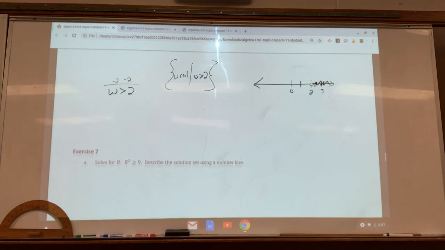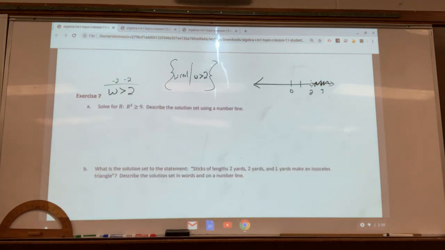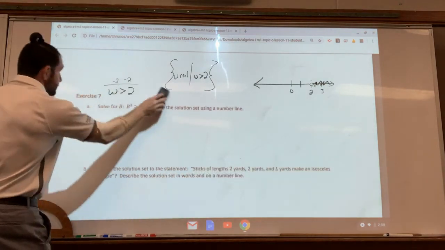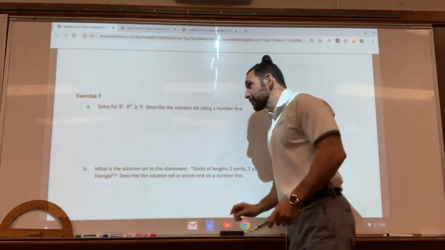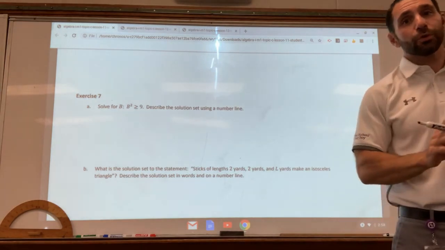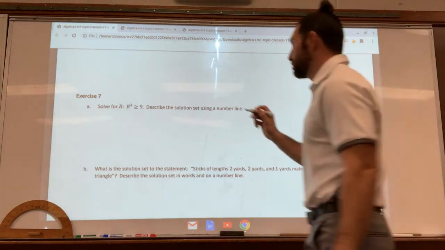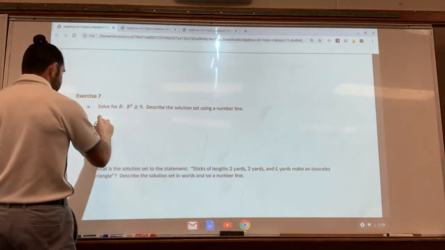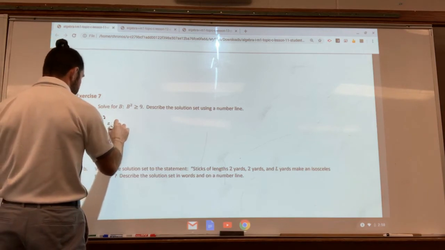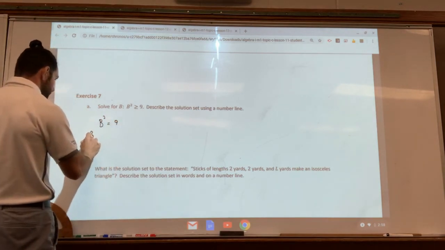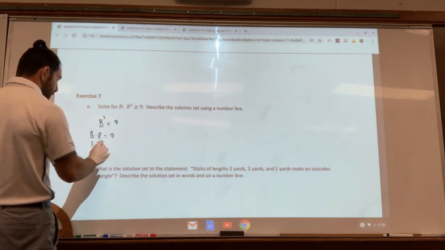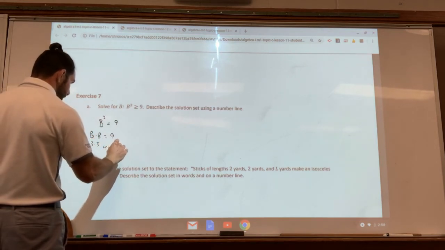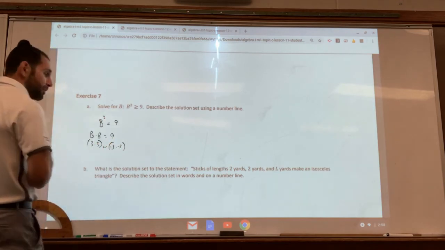Exercise 7 is tricky. I like this one, though. So, we're looking for something for b that is greater than or equal to 9. Well, let's just solve b squared is equal to 9, because that's the easiest place to start. b squared is equal to 9, which means b times b equals 9. Well, 3 times 3, or negative 3 times negative 3. Either of those will work.